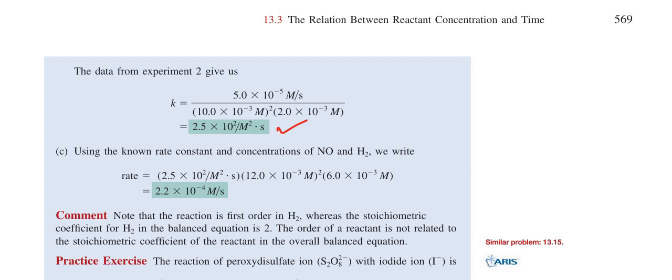Sometimes they can give you 3 reactants. If there are 3 reactants, it simply means that you're going to choose 2 experiments where the concentrations of 2 reactants are kept constant. Only one is changing, because we need these 2 to cancel so that we find the order of the one that is changing.